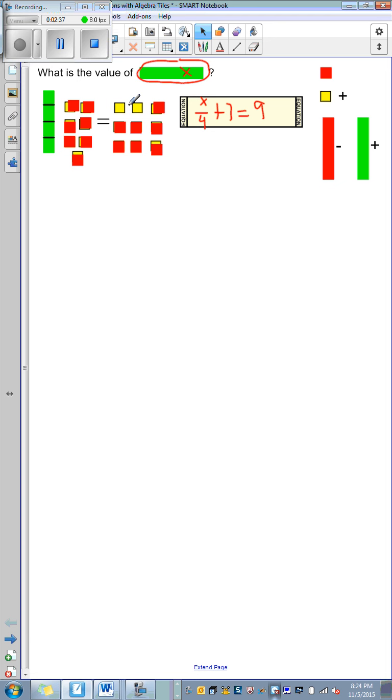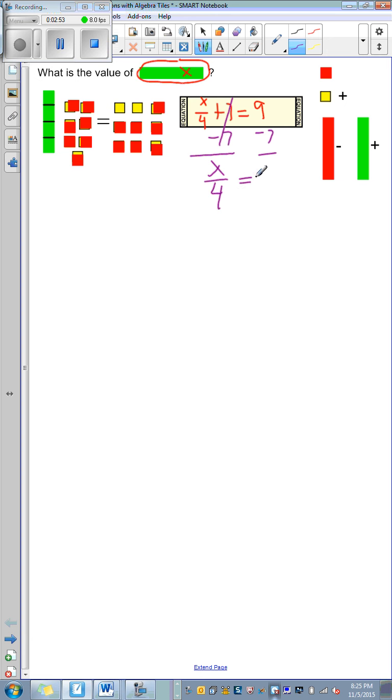So now let's think about what we're left with. What we did was we took away 7. We made those 7 zero pairs, which canceled this 7 out and left us with 2. So we're left with x divided by 4 is equal to 2. What this expression is telling us is that x divided into 4 parts is equal to 2, the same thing as 1/4 of x equals 2. So right now, not all of x equals 2, but just one of these is equal to 2.